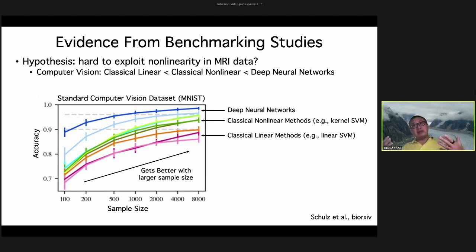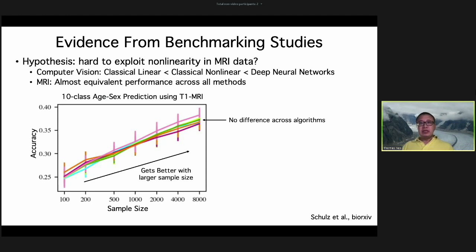What if we repeat the same analysis for neuroimaging data? Here's the result for predicting age and sex using anatomical T1. We see that classical linear, classical nonlinear, and deep neural networks exhibit no difference in performance. This is quite interesting because this suggests that perhaps when predicting behavior or demographics using anatomical T1, it is difficult to exploit nonlinearity in the data.